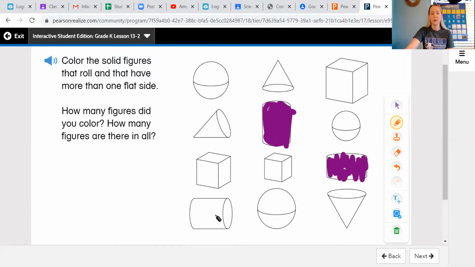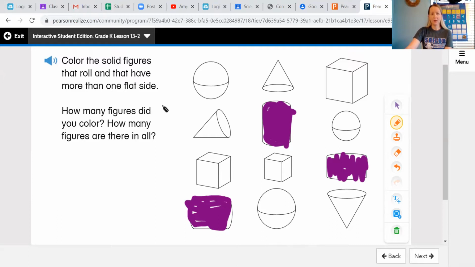Oh, here's another cylinder. If we colored these two cylinders, will we color this cylinder? Yes. Good job. All right, color that in. Now let's look at the last two. A sphere. Can a sphere roll? Yep. Does it have more than one flat side? Nope. And our cone. Are we going to color in this cone? No, we are not, because it does not have more than one flat side.